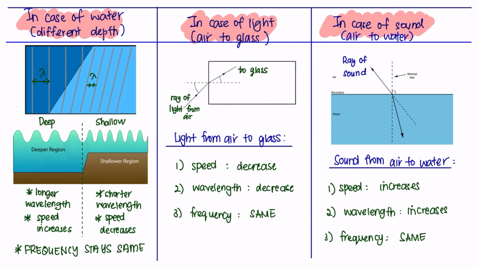Here's a summary of how wavelength, speed, and frequency are affected in the case of water, where it moves from a deeper region to a shallow region, the second one in the case of light when it travels from air into glass, and the third case of sound traveling from air into water. You can take a screenshot of this and make sure to understand and remember them.